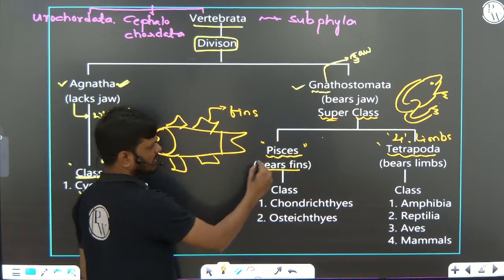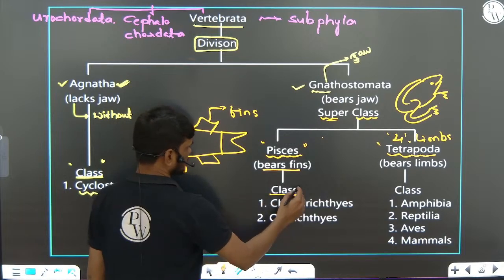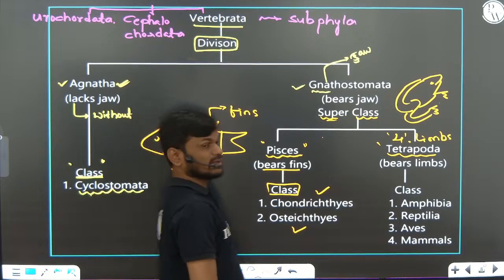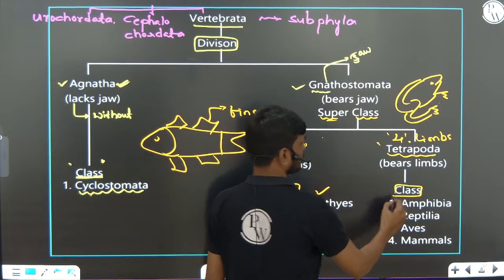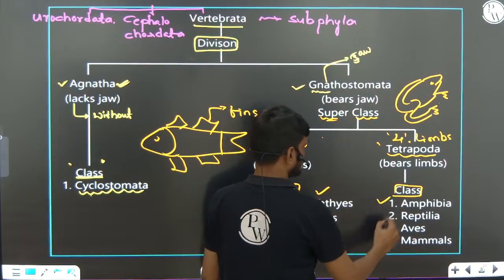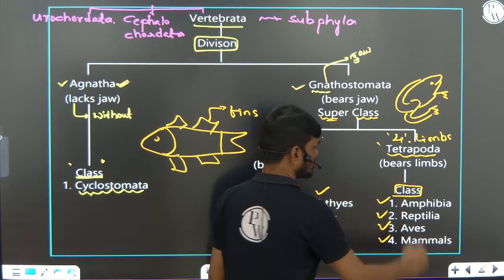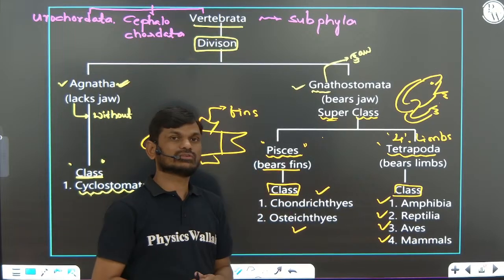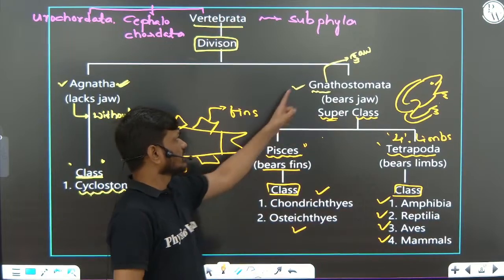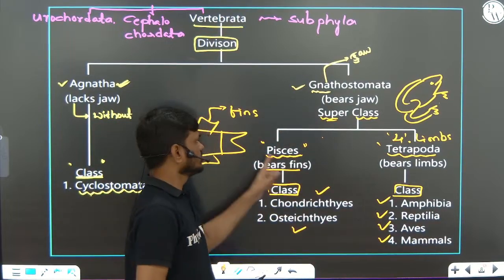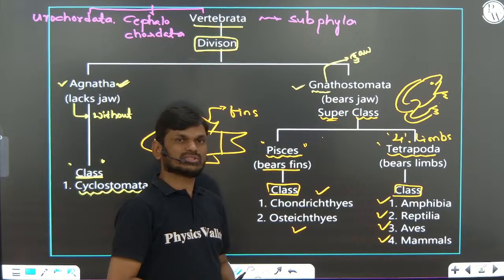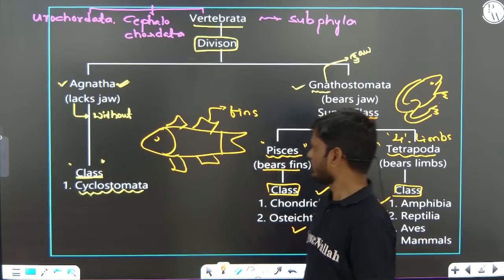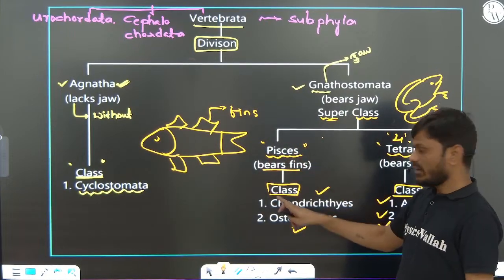The superclass Pisces is divided into two classes, Chondrichthyes and Osteichthyes. Tetrapoda is divided into four classes, Amphibia, Reptilia, Aves and Mammalia. So sometimes based on this flow chart also they will ask you questions. Gnathostomata is divided into two superclasses. This is a direct statement-based question, correct statement or incorrect statement. This is the right statement. Pisces are divided into four classes is the wrong one.